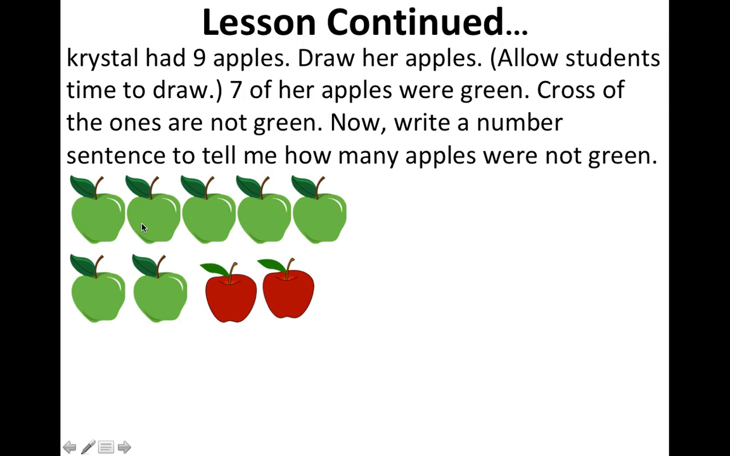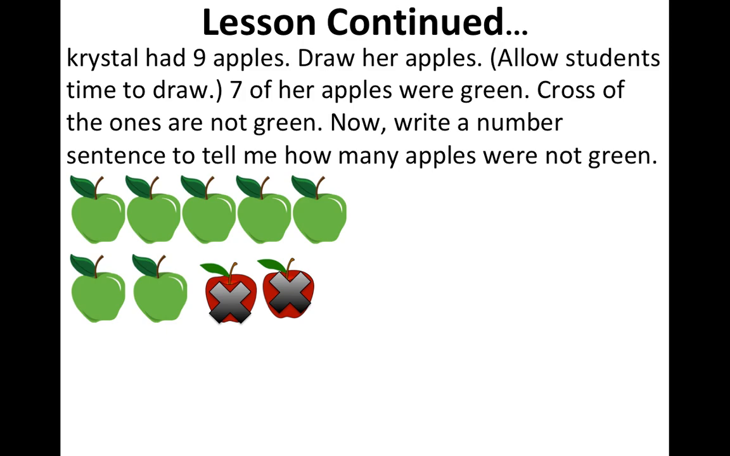Crystal had 9 apples. So I drew in the 9 apples, right? And 7 of her apples were green. So I have 5 at the top, 2 at the bottom, 7 of the apples green. Now I have to cross off the apples that are not green. So I crossed off 2 apples, right? Because she had 9 and 2 of them were not green. So I crossed off the ones that are not green.